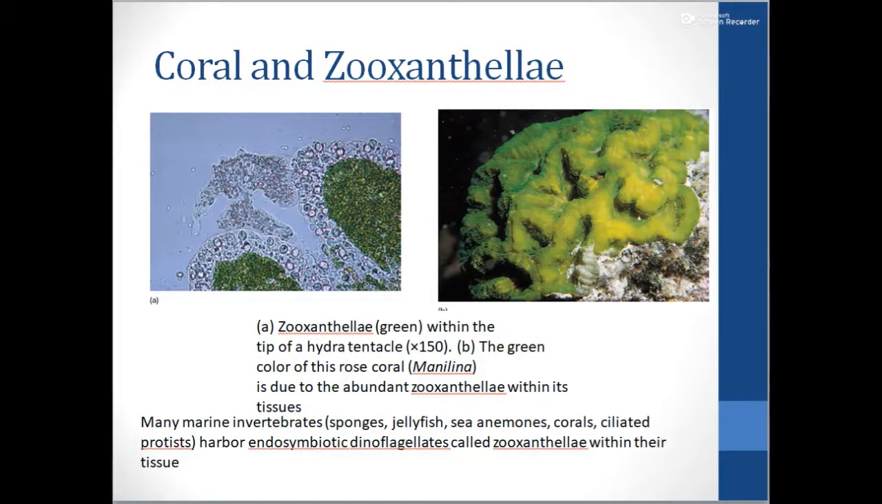Now another example which we have here is a coral and zooxanthellae. Various marine invertebrates like sponges, jellyfishes, sea anemones, corals as well as ciliated protists have endosymbiotic dinoflagellates called zooxanthellae within their tissue. You can look at this picture over here. This is a hydra's tentacle, and inside that you can find some green zooxanthellae. And this is another coral. Here also you can see a green dinoflagellate found as an endosymbiont within the tissue.